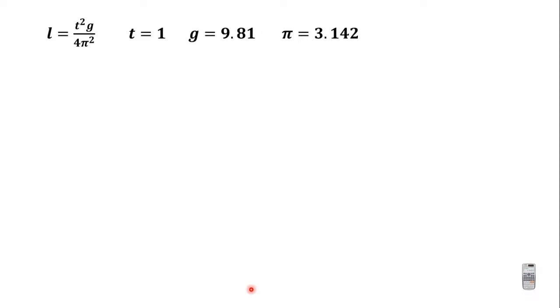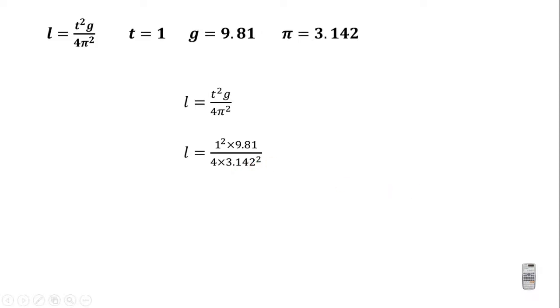The second one said that we should find L when T is equal to 1, G is equal to 9.81, and pi is equal to 3.142. So what do we do? We substitute these new values into the equation. Wherever we see T, we will write 1. Where we see G, we will replace it with 9.81, and we will replace pi with 3.142. So that's exactly what you are going to do. You have 1 squared times 9.81 divided by 4 times 3.142 squared.